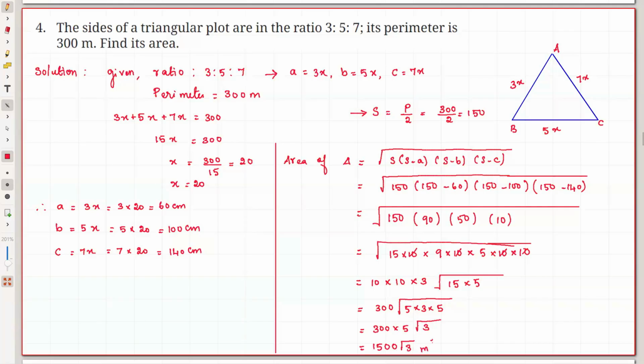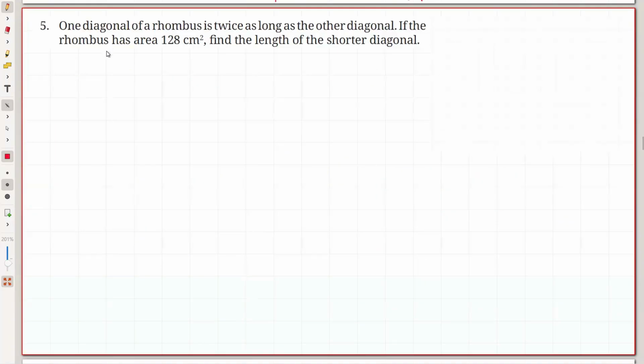So now question number 5: one diagonal of a rhombus is twice as long as the other diagonal. If the rhombus has the area 128 centimeters square, find the length of the shorter diagonal. So in a rhombus we have diagonal 1 and diagonal 2. Here one diagonal is twice as long as the other diagonal. They are asking the length of the shorter diagonal. First we'll go with the diagram.